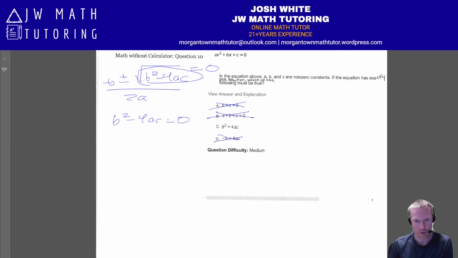The only thing that's different between the equation I've written and answer choice C, which is the correct answer, is they just moved this term over to the right. So b squared equals 4ac, and that's it. Correct answer for this one on quadratic equations.